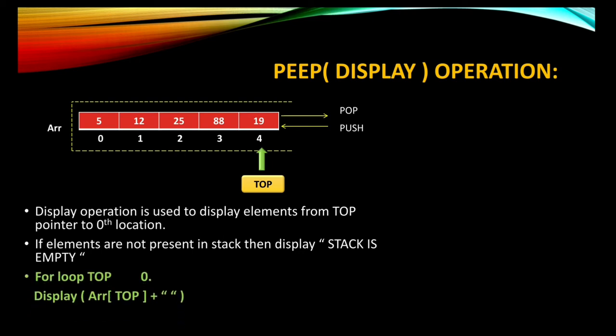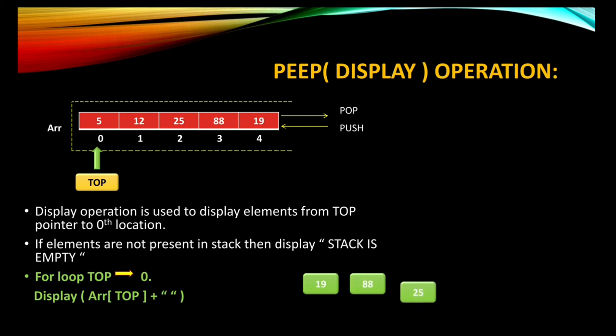For loop moves from top to 0 and we have to display the elements one by one. How? In this order. We can decrease the position one by one and display the element each time. Firstly, 19 will be displayed, then 88, then 25, then 12, then 5. In this way, we have to display our elements one by one.